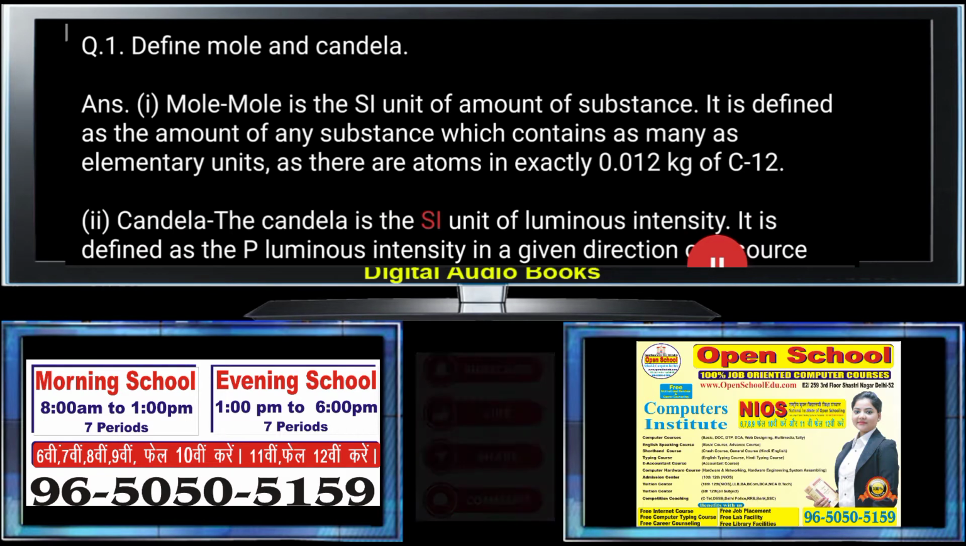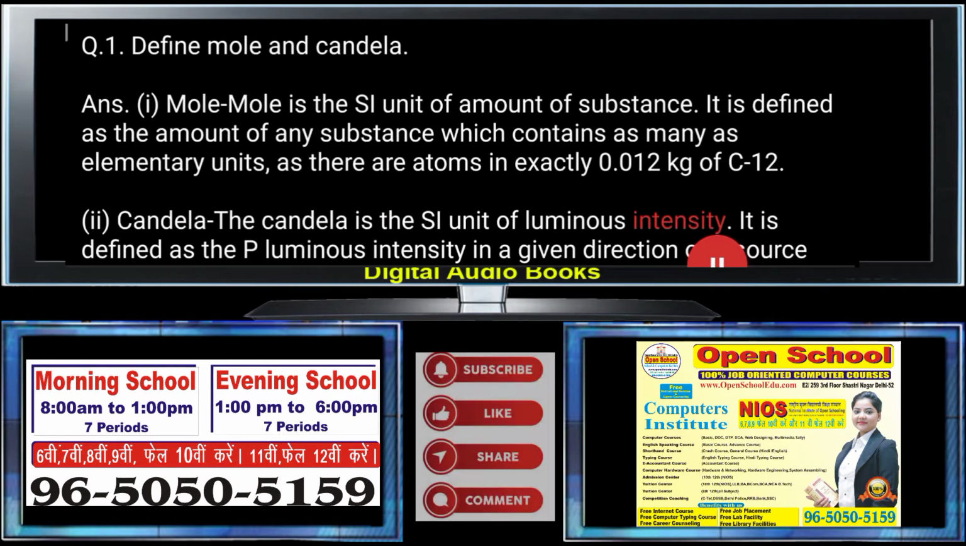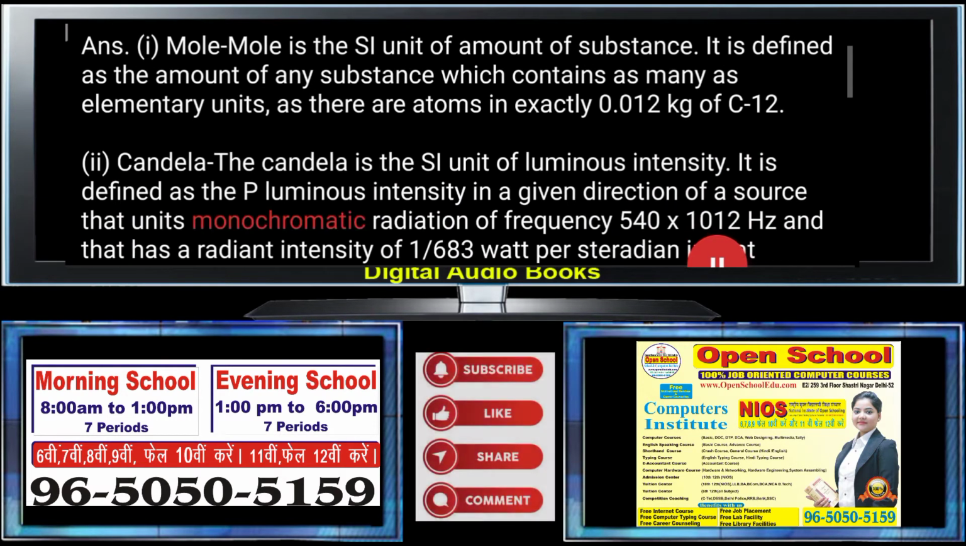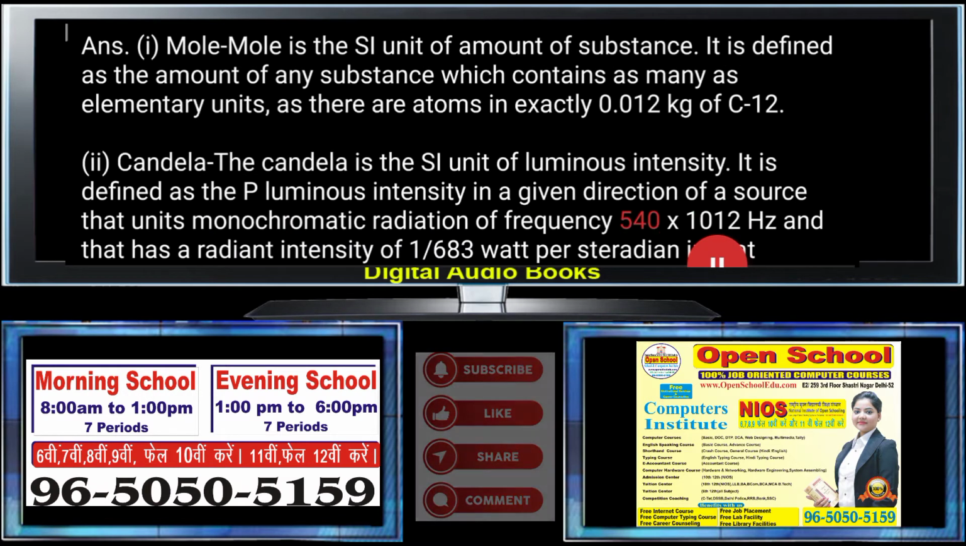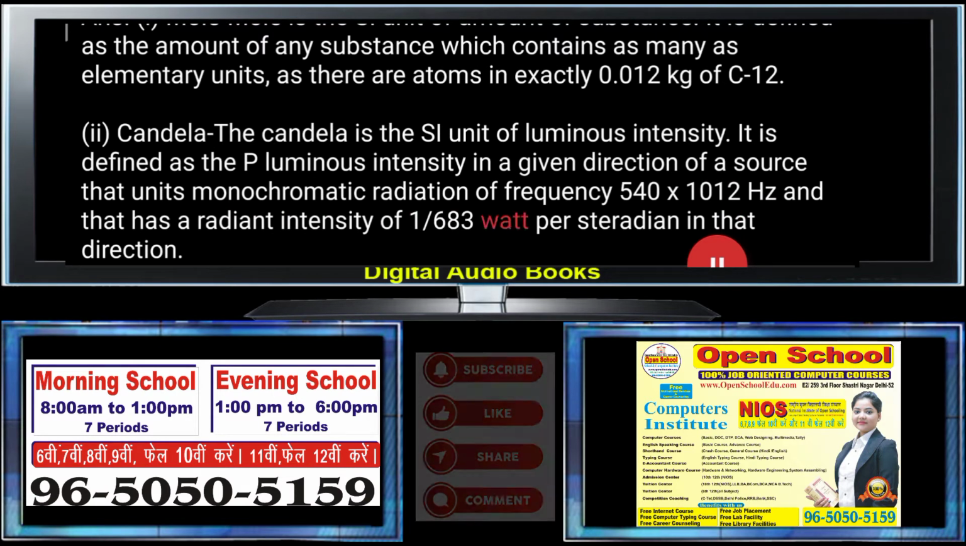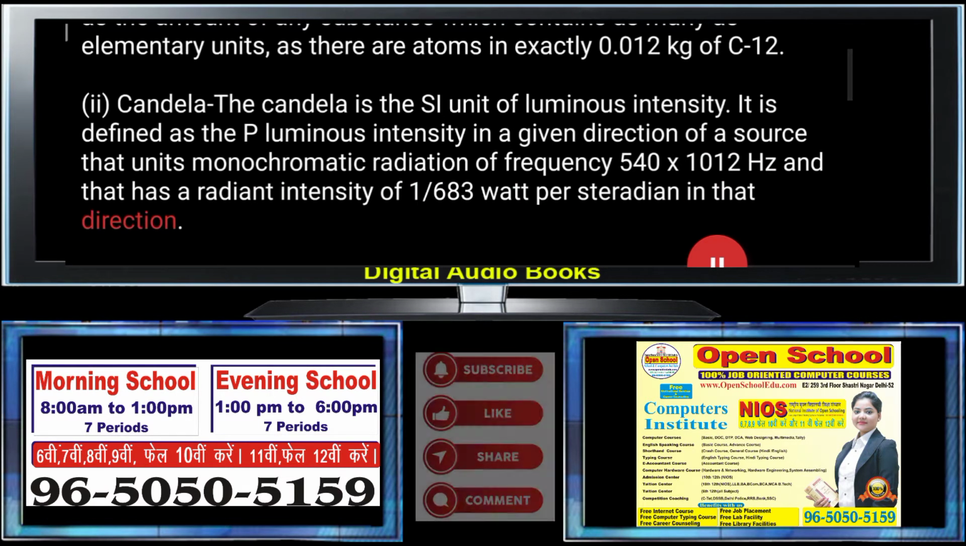Candela. The candela is the SI unit of luminous intensity. It is defined as the luminous intensity in a given direction of a source that emits monochromatic radiation of frequency 540 × 10^12 Hz and that has a radiant intensity of 1/683 watt per steradian in that direction.